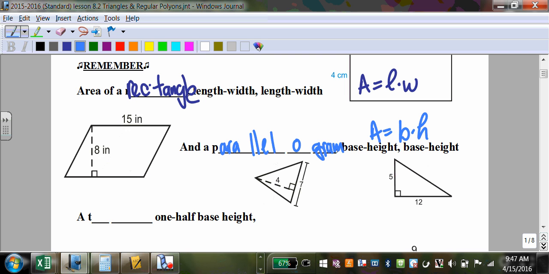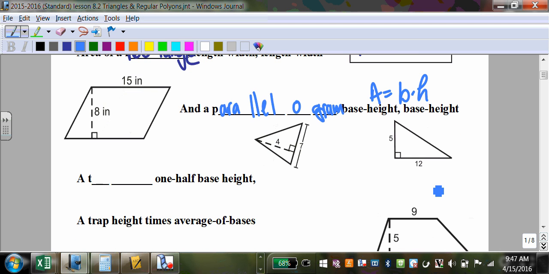Basically, a parallelogram. Put your arms up like this. Make a rectangle. A parallelogram is just a rectangle pushed on its side. So you can call this base times height. That's still base times height. Just remember the height is the right angle in the middle.